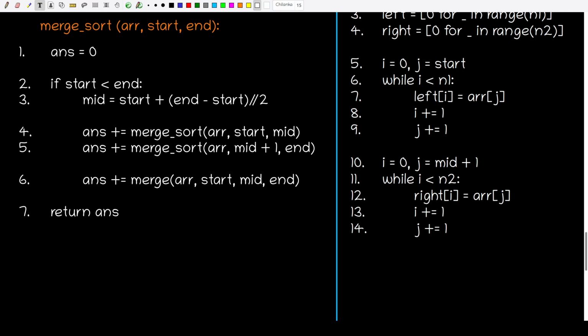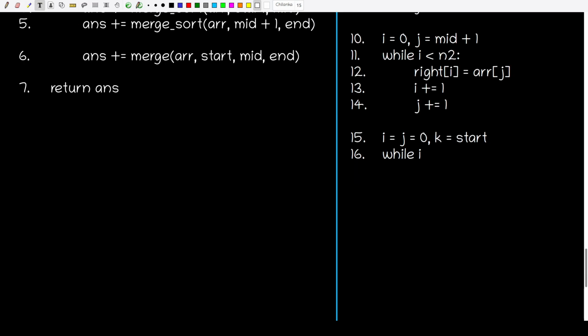Now that we have our left and right arrays with us, we are going to perform the merge operation. So for the merge operation, i equals j equals 0 and k equals the starting point of arr. And then we are going to iterate while i is less than n1 and j is less than n2. And simply we are going to check if left of i is less than or equal to right of j. So in this case, the array is already sorted, so the inversion count remains as it is.